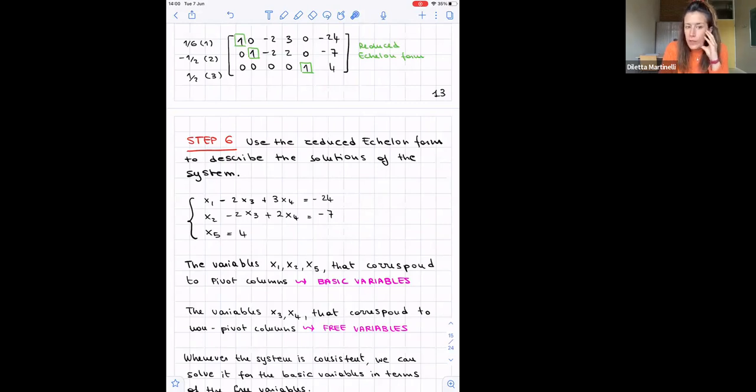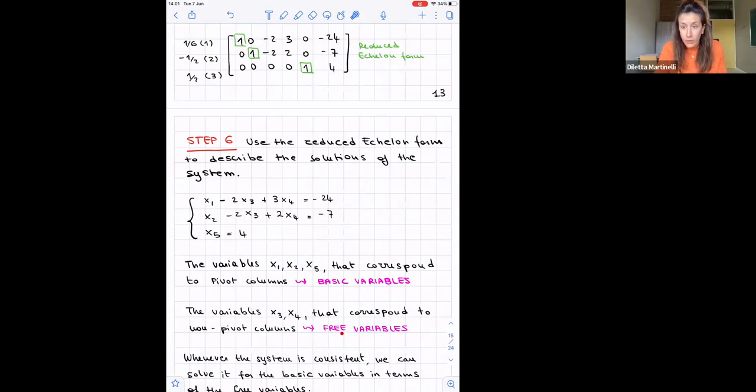So here there are 5 variables, but they have different roles. The variables that correspond to the pivot columns, in this case we have 3 pivot columns, are x1, x2, x5. These we call the basic variables. So we are trying to express the solution of the system in terms of the basic variables: x1, x2, x5 equal to something. And the variables that correspond to the non-pivot columns are what we call the free variables. Free because they are allowed basically to take any possible values.